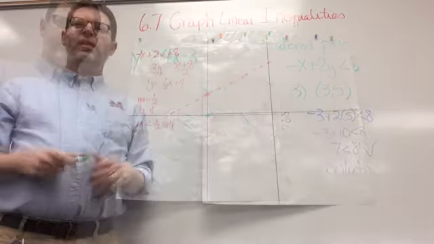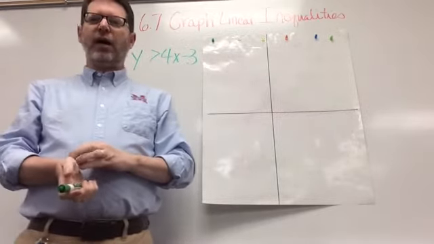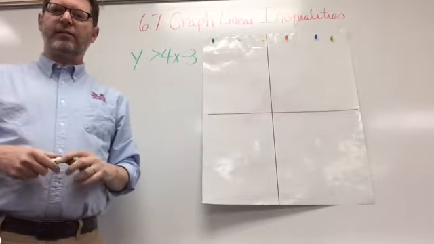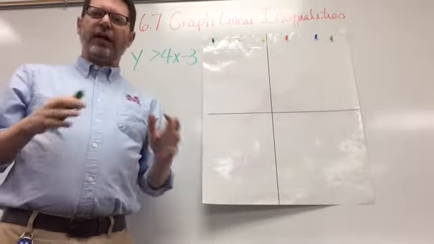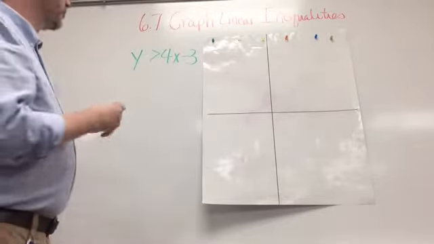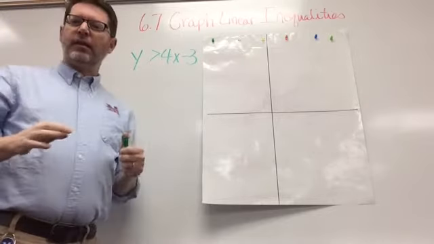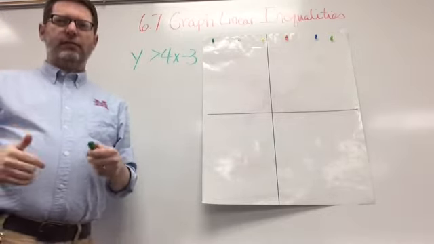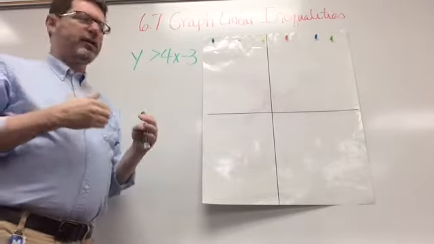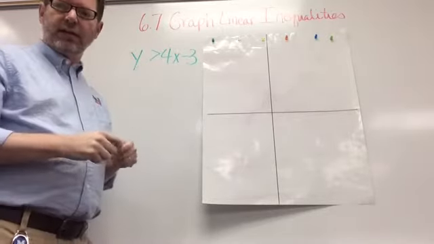The next example I would like to graph is the inequality y is greater than 4x minus 3. We're going to graph this and then figure out where the solutions are. First thing we'll notice is that I have a greater than sign, which means that my line is going to be dotted. Write that down in your notes. If there's no equal part, it's dotted. If there's an equal part, it's a solid line.